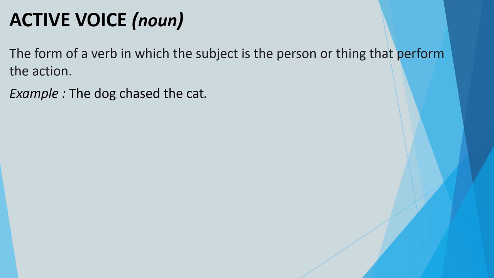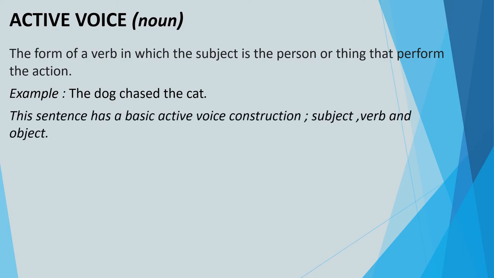Example, the dog chased the cat. This sentence has a basic active voice construction, subject, verb and object. Dog as a subject, chased as a verb, cat as an object.